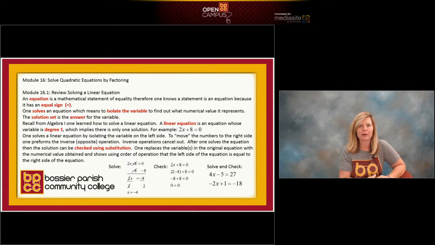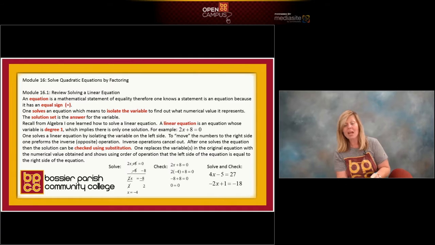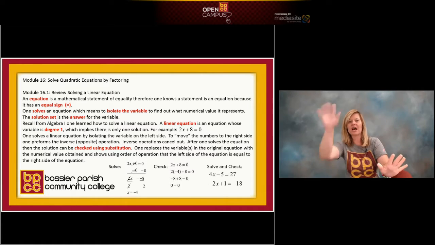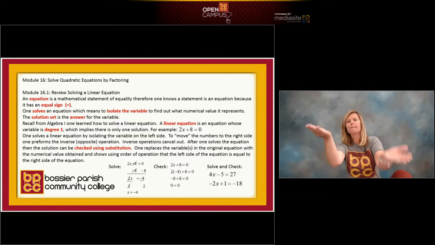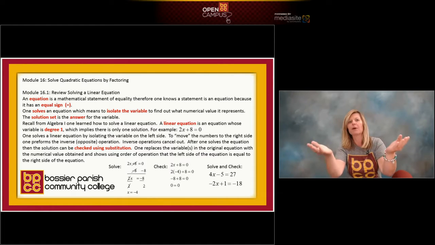So let's talk vocabulary. What is an equation? Well, an equation is a statement of equality in mathematics. So we know a statement of equality has an equal sign. So anytime you see numbers and variables with an equal sign, that statement is called an equation. And the job of an equation is to balance. That equal sign separates the left side from the right side, and equals means whatever's on the left and whatever's on the right mean the same thing. They're equal in value. They may not look alike, but they're equal.